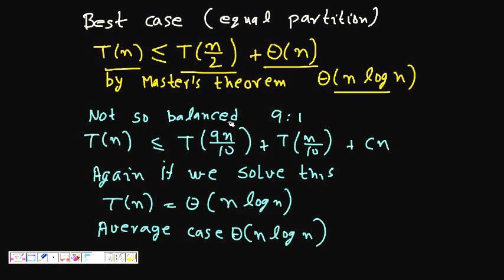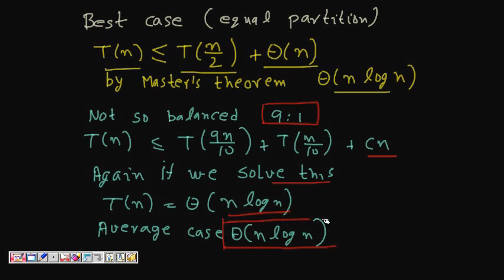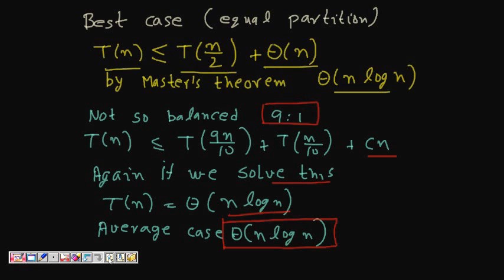Okay. So the other one is that, if it's not so balanced, let's say the ratio it divides into is 9 to 1. Then T(n) is T(9n by 10) plus T(n by 10) plus cn, and if again we solve this recurrence, it will be theta of n log n. Okay, so we see that for the average case there are much more mathematical details in finding it, but we will find that the average case is theta of n log n for quick sort. Okay, and this was about quick sort.